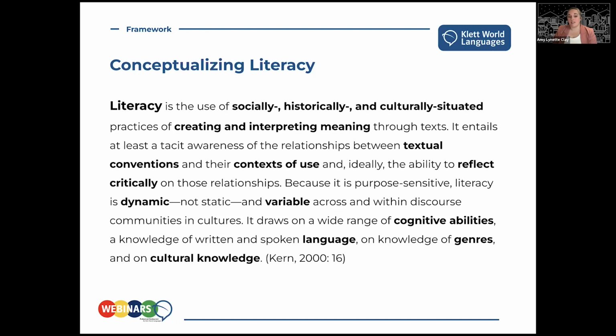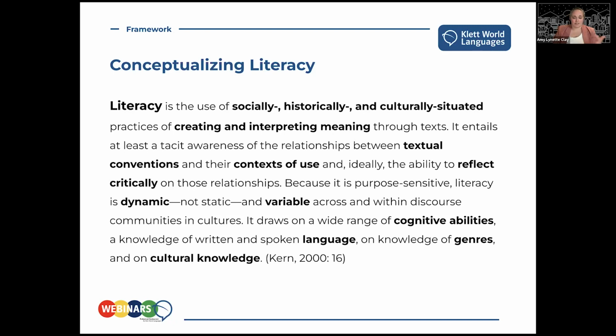It entails at least a tacit awareness of the relationship between textual conventions and their context of use. And we saw genre-based, and this is where genre comes in, textual conventions. And ideally, the ability to reflect critically on those relationships. Because it's purpose sensitive, literacy is dynamic and not static, and variable across and within discourse communities and cultures. So the way that we interpret and understand, and the skill of literacy, can change and be culturally dependent. And it draws on a wide range of cognitive abilities, a knowledge of written and spoken language, and knowledge of genres and cultural knowledge. So all of these pieces pulled together as literacy.